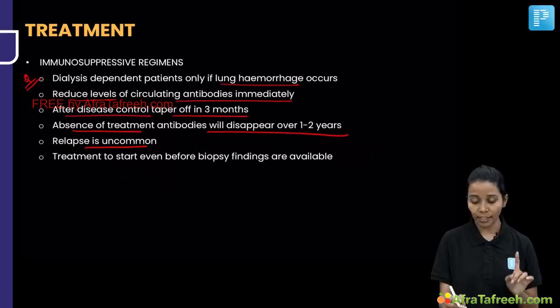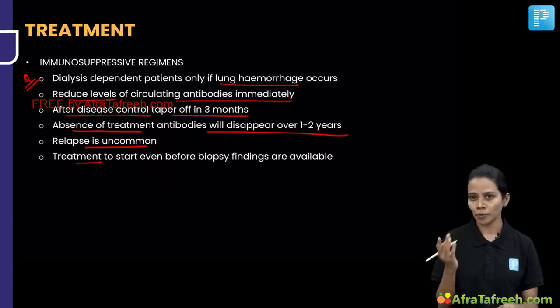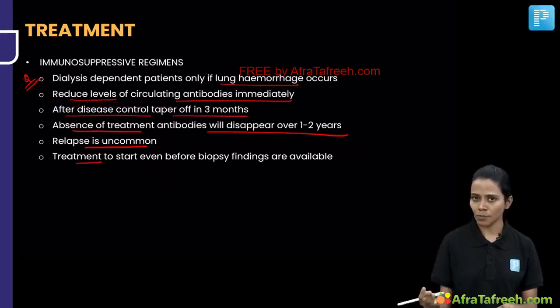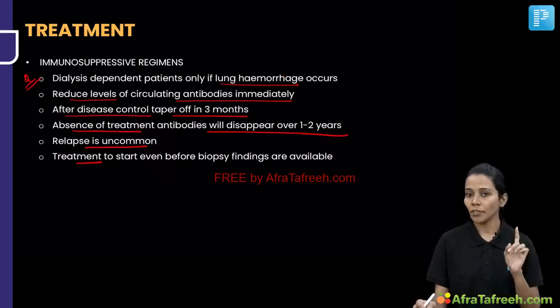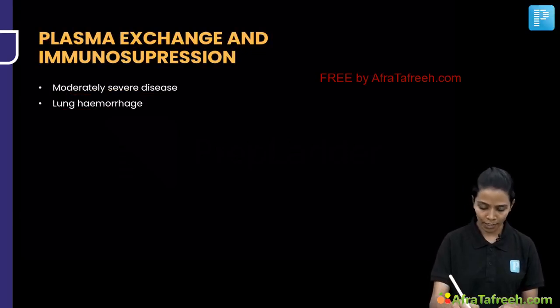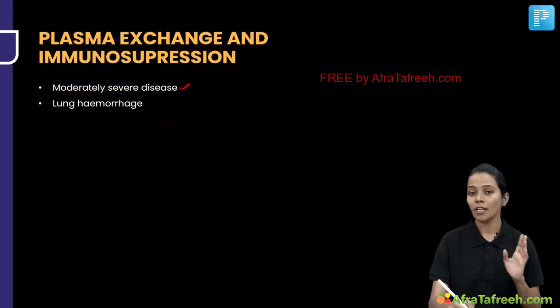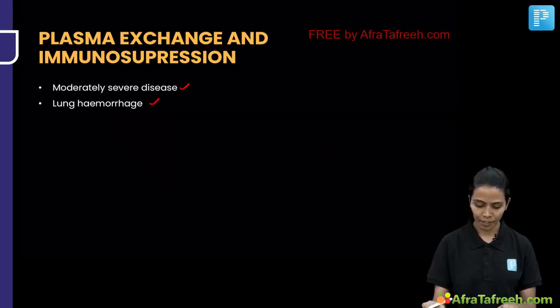Relapse is uncommon in kidney disease, and treatment has to be started even before the biopsy report comes, because the biopsy report might take 1 to 2 days. Do not wait until then. If your suspicion is strong, start with plasmapheresis. The important thing to remember in this page is that in dialysis dependent patients, we do not do aggressive immunosuppression unless they have lung hemorrhage. So plasma exchange and immunosuppression, like I told, in moderately severe disease, but not dialysis dependent or severe disease, and when lung hemorrhage occurs.